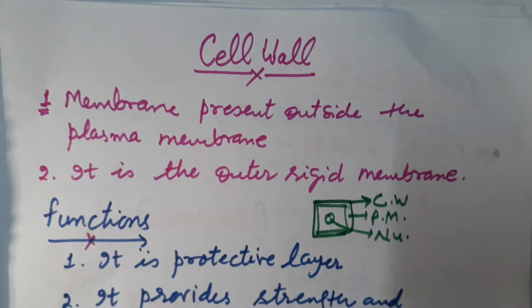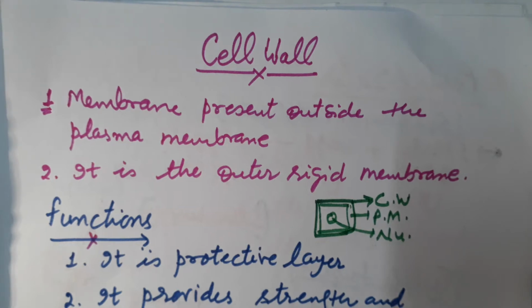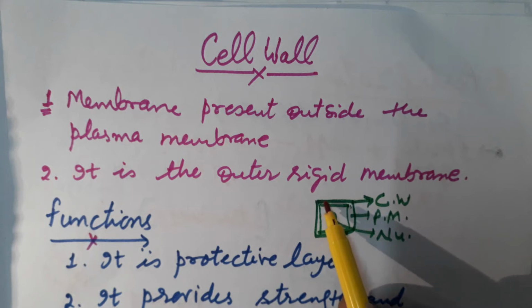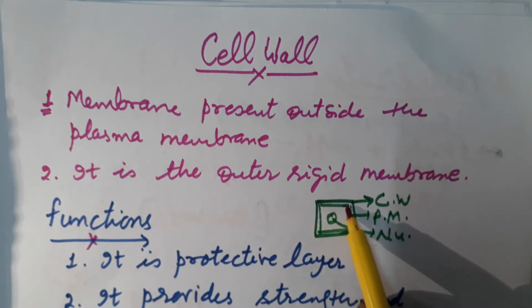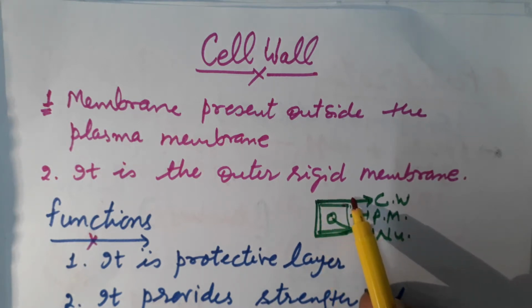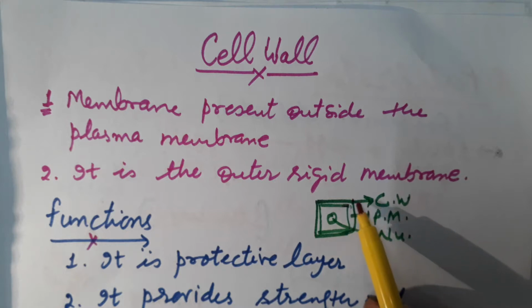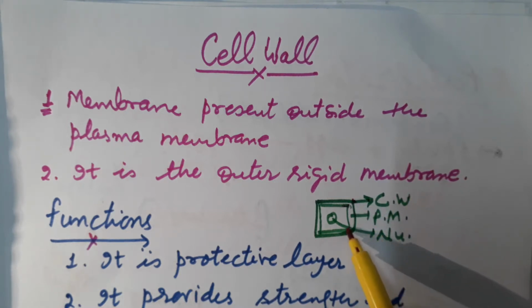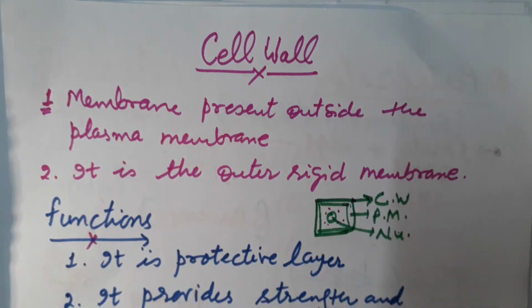Students, in this video we are going to discuss the concept of cell wall. Here is the basic structure of the cell. There are two coverings present in a cell. One is outer and one is inner. The outer covering is known as the cell wall. Inner to the cell wall is present the plasma membrane, and in the center the nucleus is present, and the nucleus is surrounded by the cytoplasm. This is the basic structure of the cell.